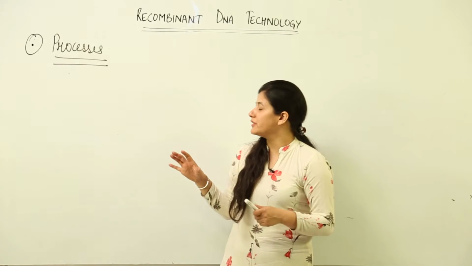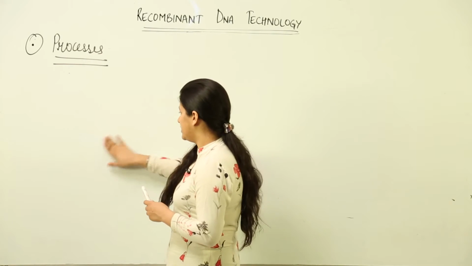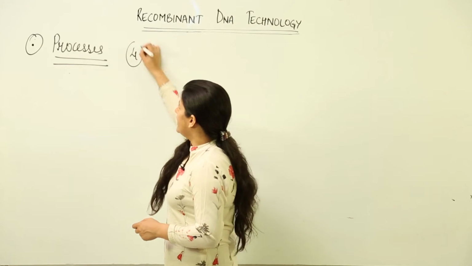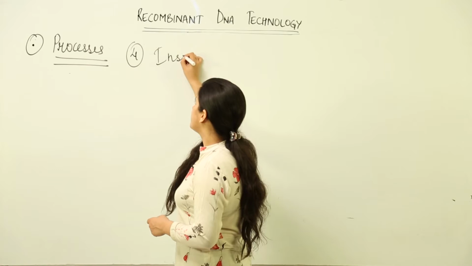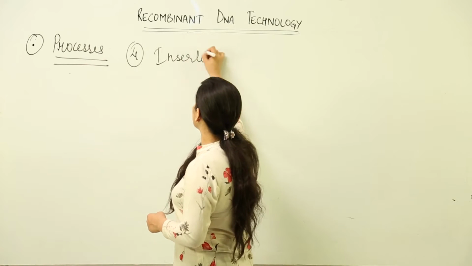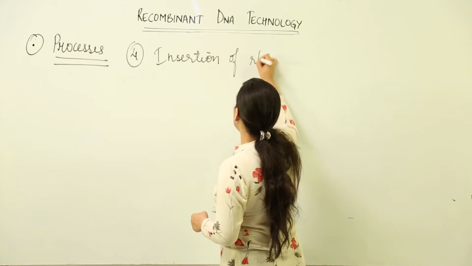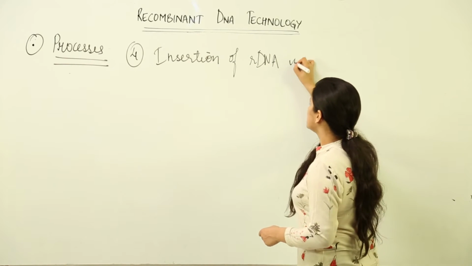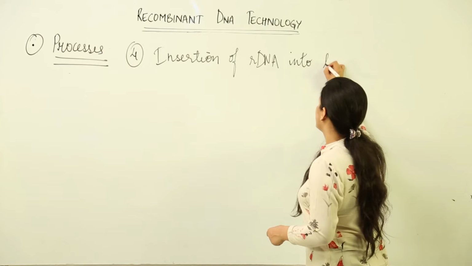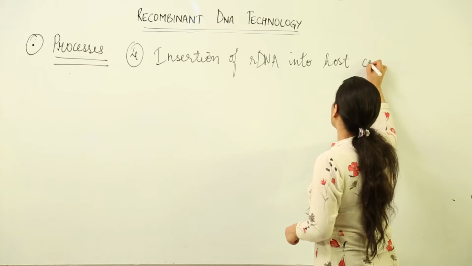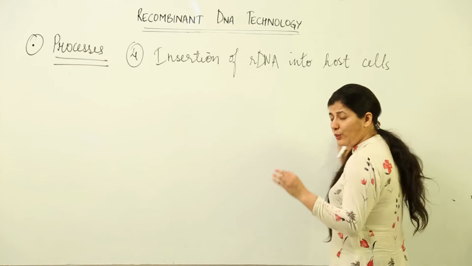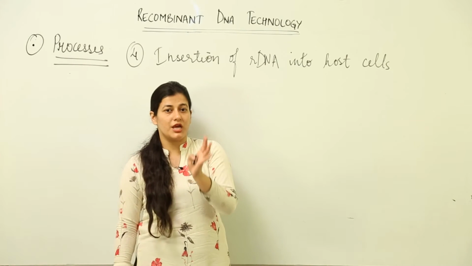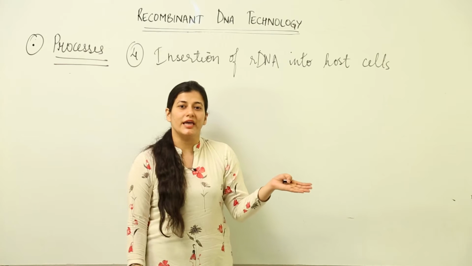The next step in the recombinant DNA technology process involves the insertion of recombinant DNA, which is present in the vector, into the host cell. This is the next step. Now how is it done? Once the DNA has been ligated into the vector, it is made to get inside the host cell.